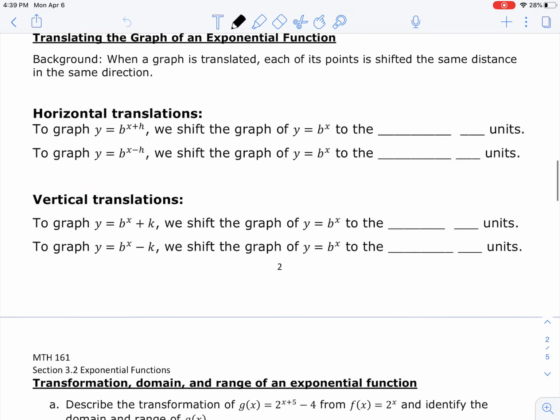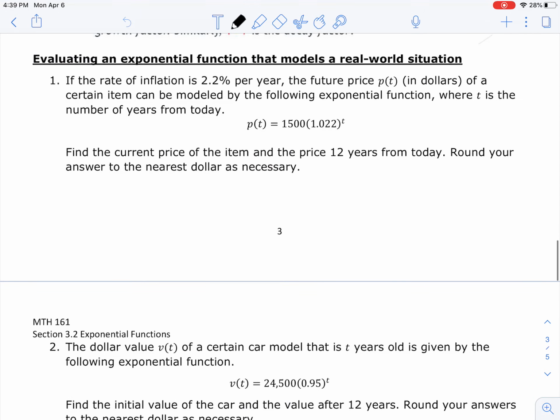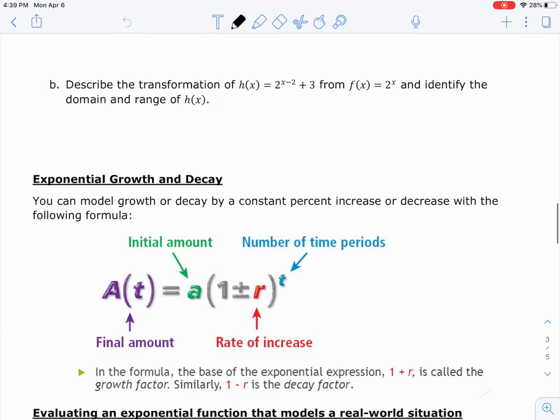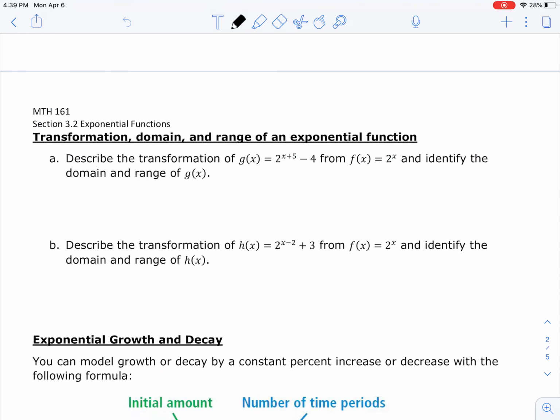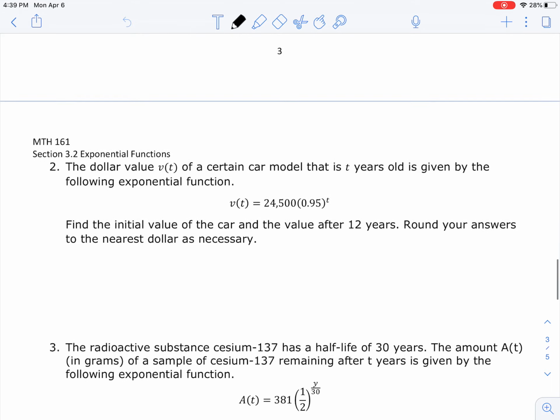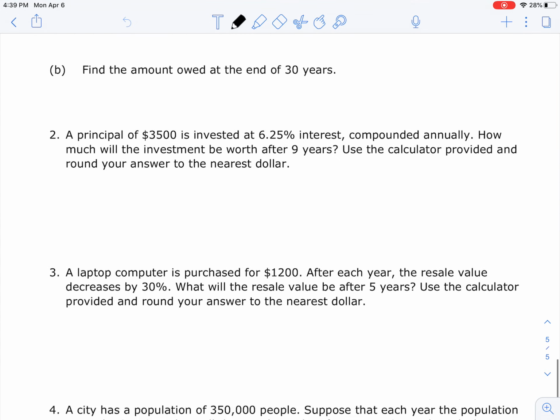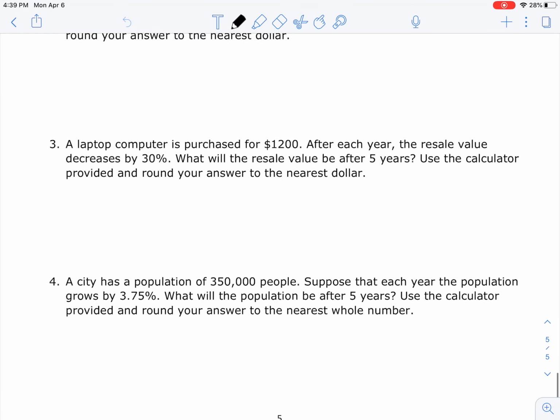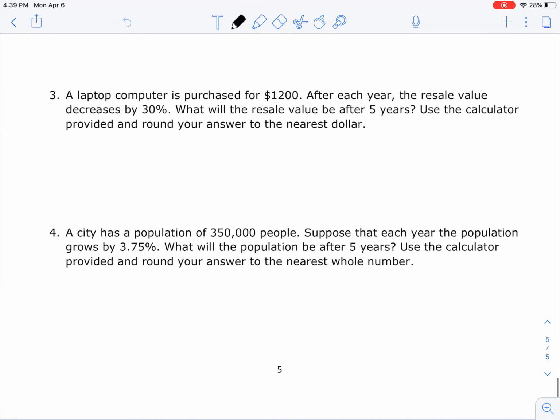Hello, this is for lesson 3.2, exponential functions. In this section, you're going to need a scientific calculator to evaluate some of these answers when we get to the application problems on exponential growth and decay. A graphing calculator will also be helpful because we will be graphing some of them.